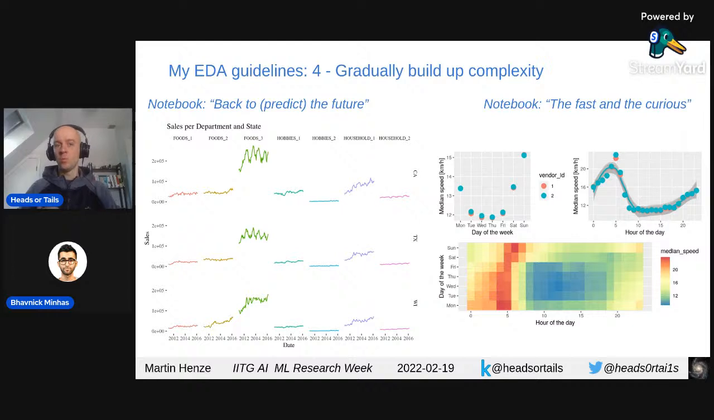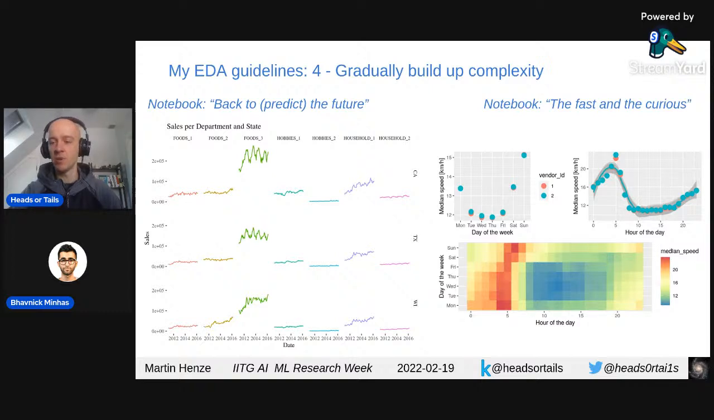And when you go further, and this is guideline number 4, you want to gradually build up complexity. Right? You have one feature that's interesting, another feature that's interesting. What happens if I combine them? Right? So in this notebook, here on the right, the day of the week turned out to be an interesting feature. And the hour of the day turned out to be an interesting feature as well. So what happens if we can combine them? And we can combine them in a heat map like this. So this is about taxi rides, right?